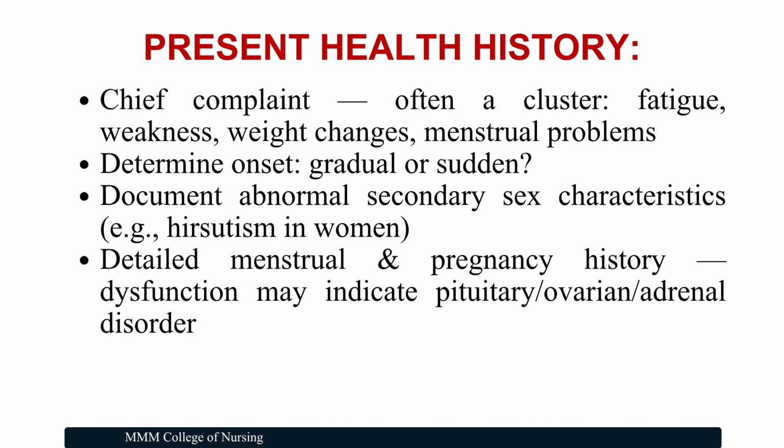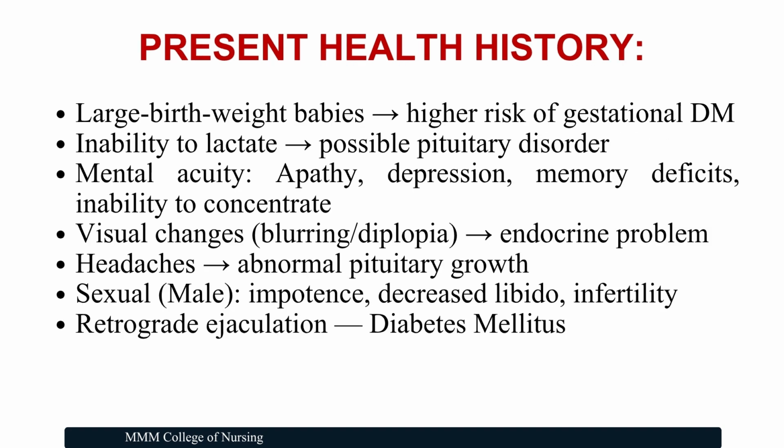All four can affect the menstrual cycle. Also, ask about pregnancy history, a history of delivering large babies over 4 kilograms, which signals gestational diabetes mellitus and puts the mother at higher risk of developing type 2 diabetes later. Ask about mental sharpness, memory problems, difficulty concentrating, brain fog. These are common in endocrine disorders, and patients often attribute them to stress or aging, but they may actually be a sign of hypothyroidism. Ask about libido and sexual function.